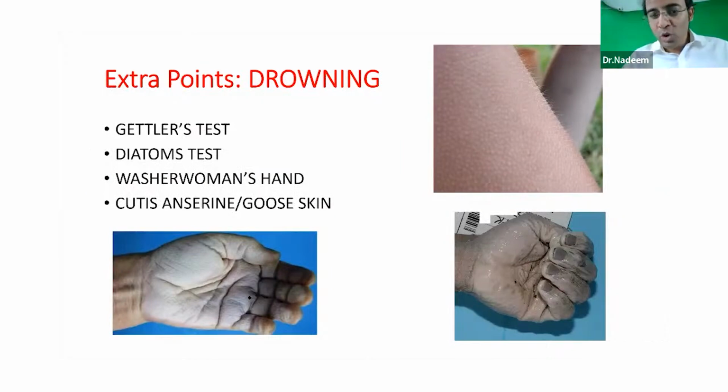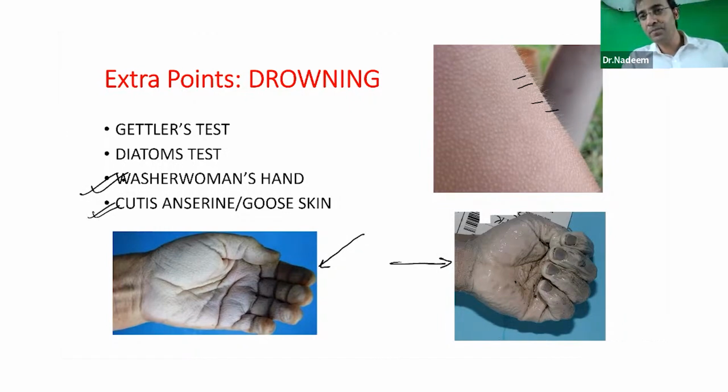Whenever you are going to do a post-mortem examination, you can see this kind of finding. Whenever your hands are in water for a longer duration, you will have washerwoman's hand. This can be your image-based question. You can see piloerection like this. This is called goose-like skin.